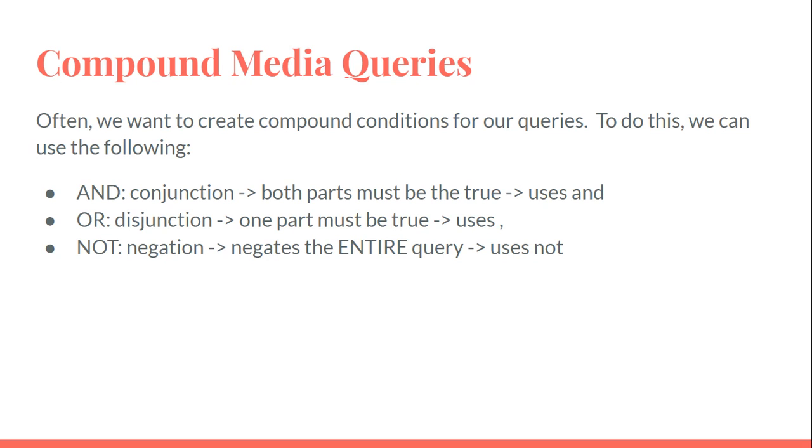We can also offer compound media queries. We can do conjunction with and, we can do disjunction with or, and we can do negation with not. So for an and to work, both parts must be true. It uses the keyword and. For an or to work, one part must be true. It uses a comma.